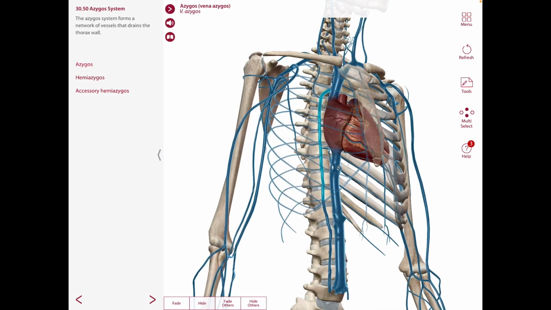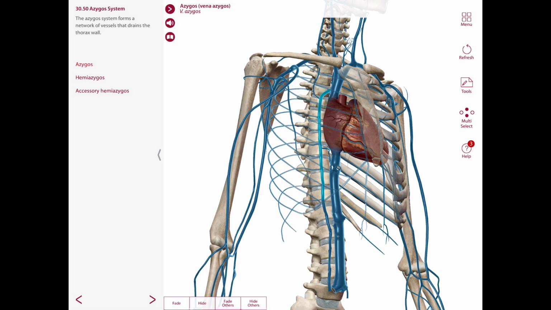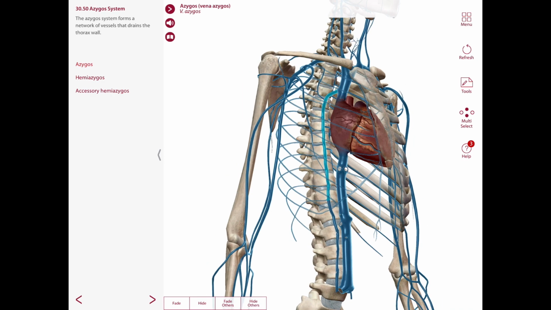As for the azygous vein, this one is formed by the union of the ascending lumbar and subcostal veins on the right side. It enters the thorax by passing through the aortic hiatus of the diaphragm, and it ascends in the posterior mediastinum along the right side of the vertebral column to the level of T4, and arches forward over the root of the right lung and terminates in the superior vena cava.